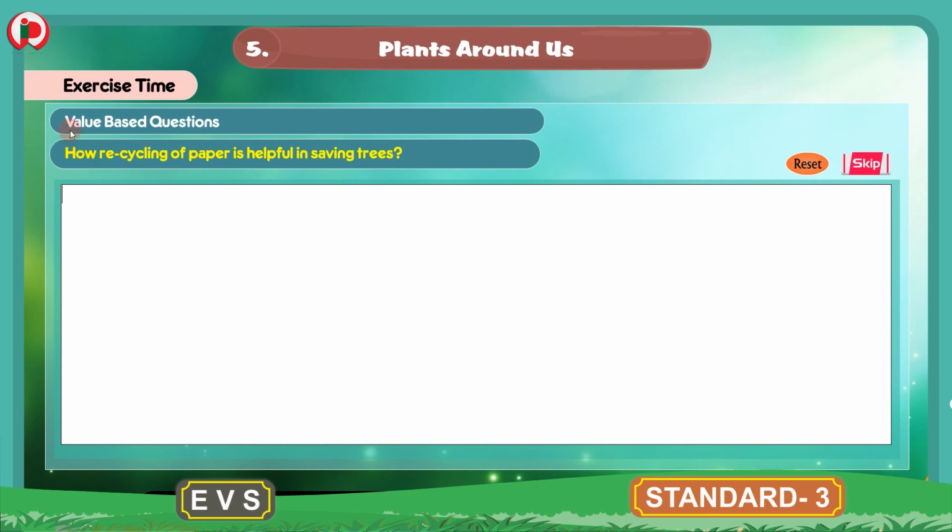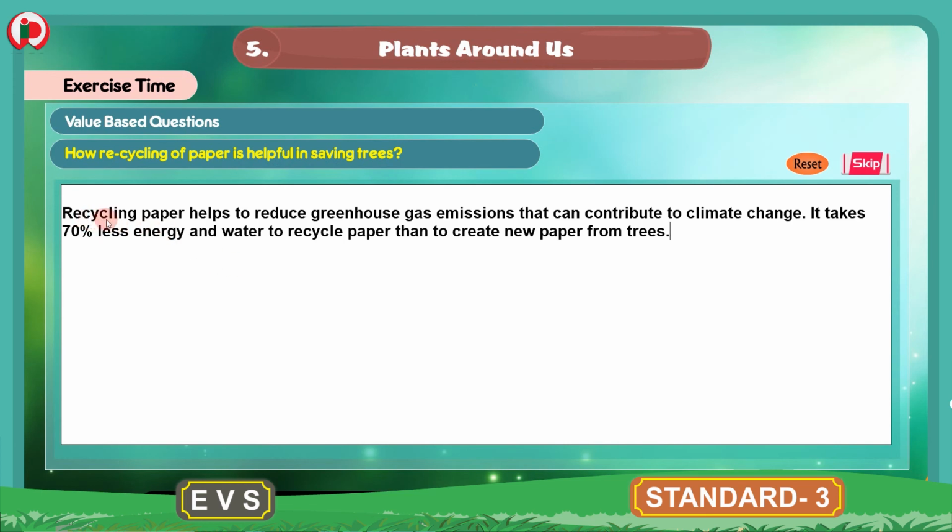The next section here is value based questions. Under this section, what is the question given here? How is recycling of paper helpful in saving trees? And here is what you can write regarding this. Recycling paper helps to reduce greenhouse gas emissions that can contribute to climate change. It takes 70% less energy and water to recycle paper than to create new paper from trees. So this is how it helps.